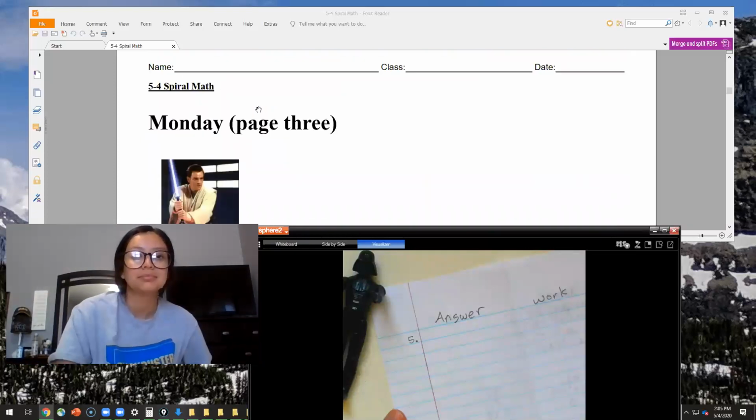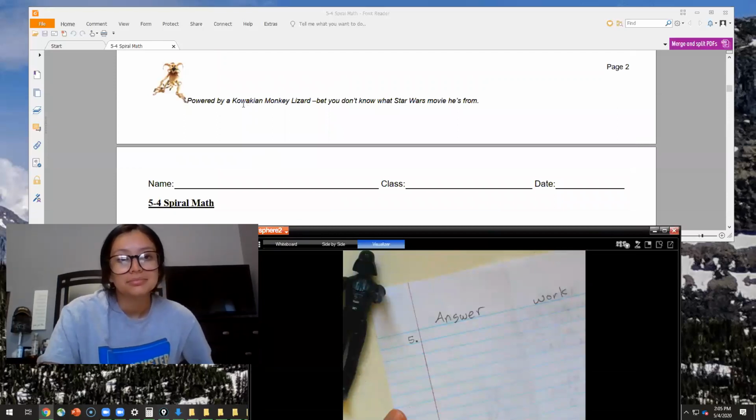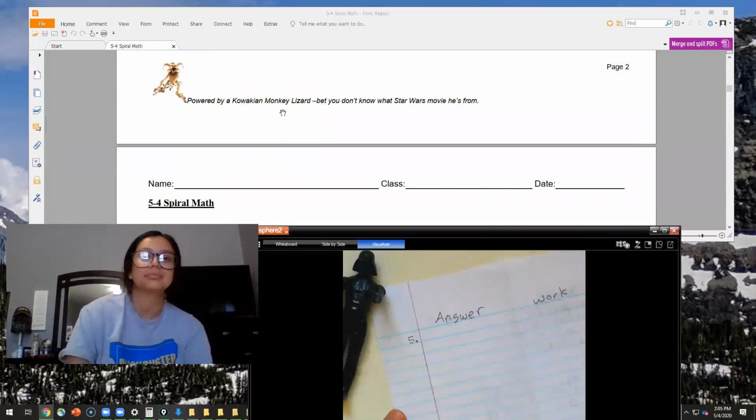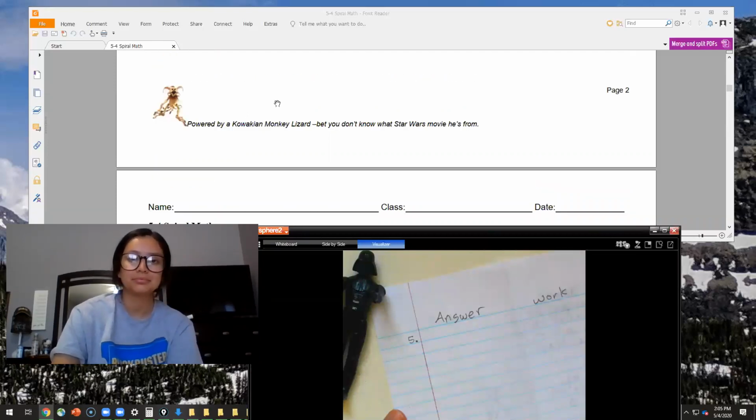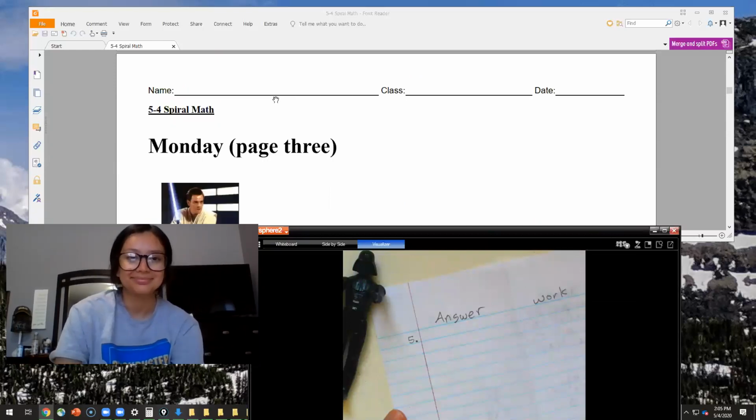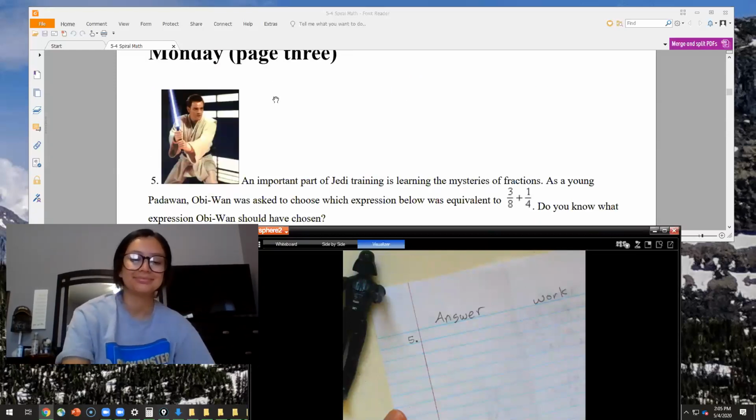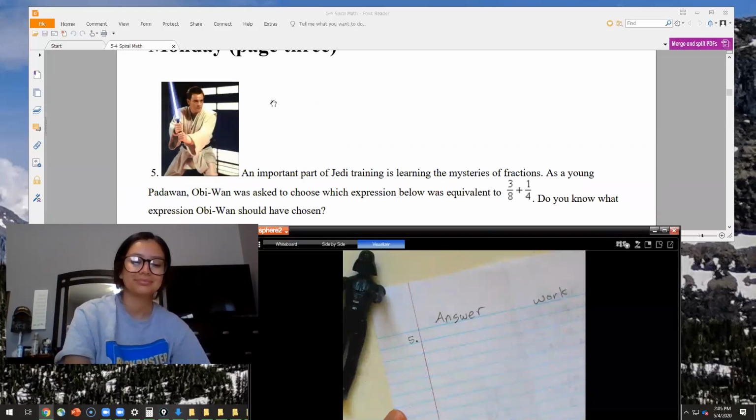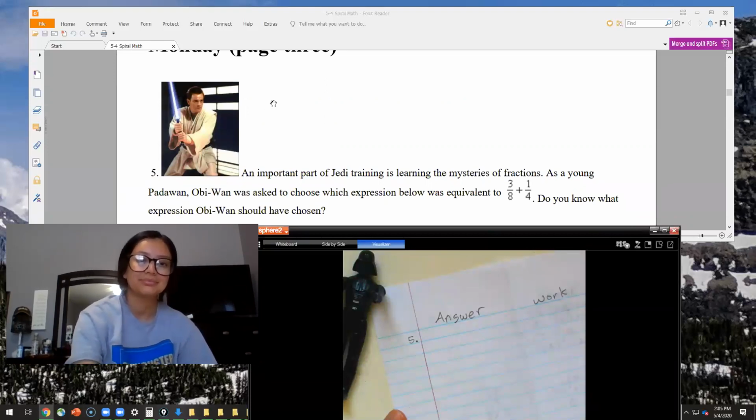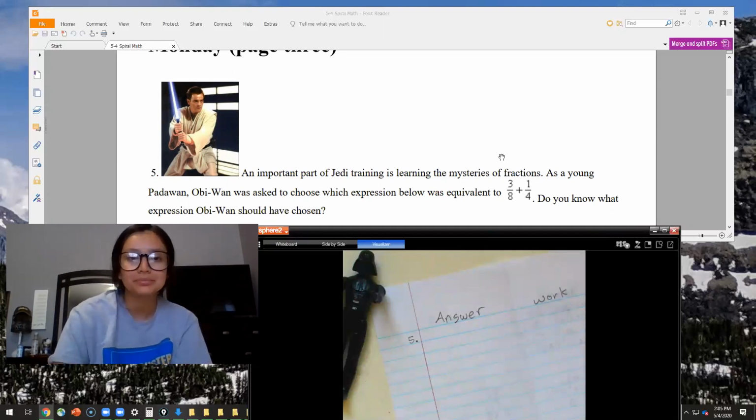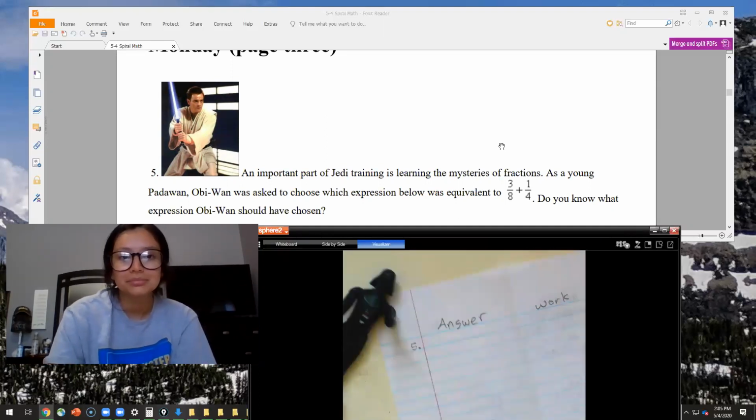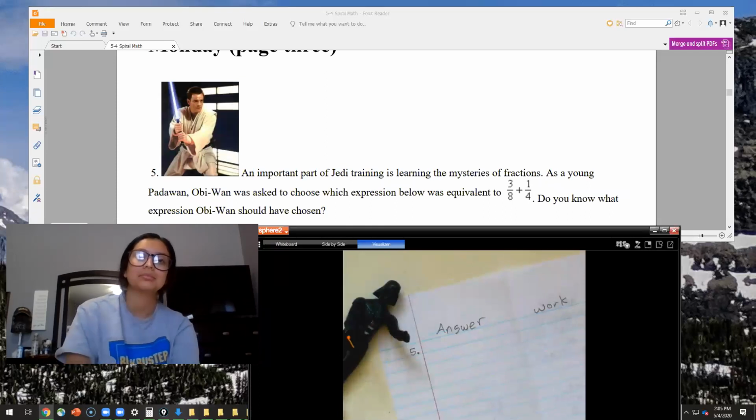By the way, shout out to Arjun, who told me the Kowakian monkey lizard is from The Empire Strikes Back. Well done, my friend. And he also gave me a scene from The Mandalorian where it is also in there. So well done. An important part of Jedi training is learning the mysteries of fractions. As a young Padawan, Obi-Wan was asked to choose which expression below is equivalent to 3/8 plus 1/4. Do you know what expression Obi-Wan should have chosen?